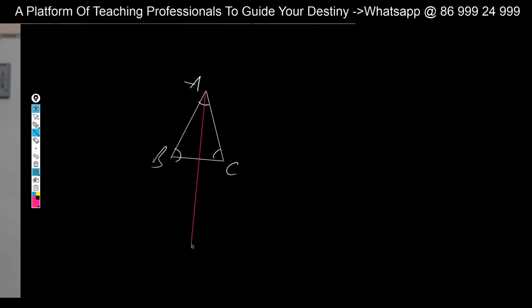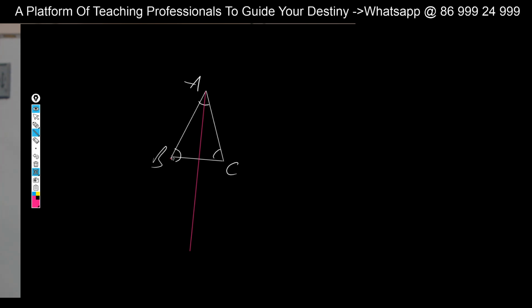Now, understand this clearly, please. The in-center is the point of concurrence of three internal angular bisectors. Then, how is the excenter formed? In-center, excenter. How is the excenter formed, you know?